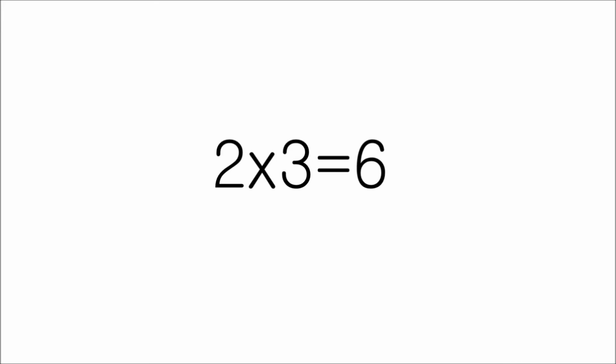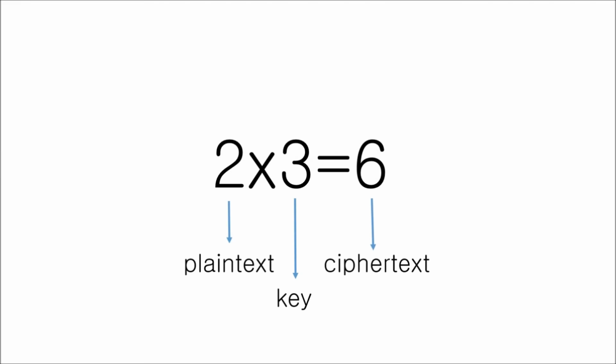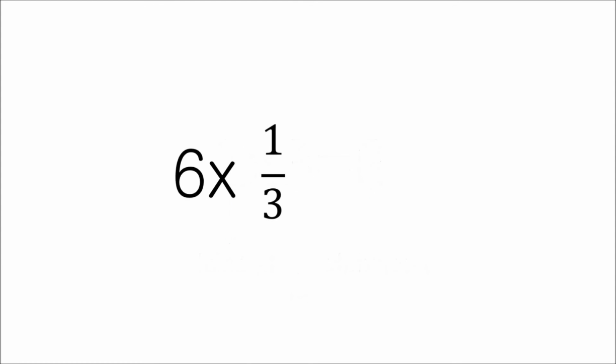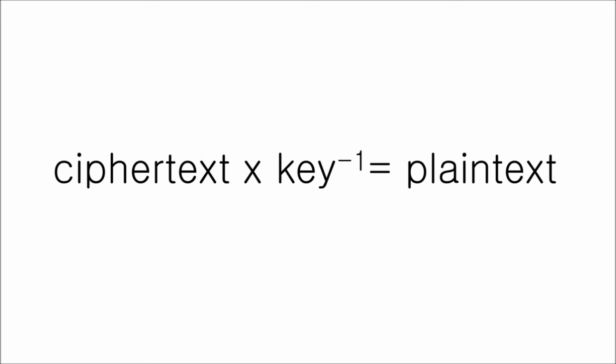For example, 2 multiplied by 3 will be equal to 6. If 3 is the key and we want to get back the plain text, which is 2 in this example, we will have to multiply 6, which in this case is a ciphertext, by 1/3, which is 3 being raised to the power of negative 1, which will essentially give us 2. In the Hill cipher, this similar concept is used. By multiplying the ciphertext by the inverse of the key, we are able to get back our plain text.